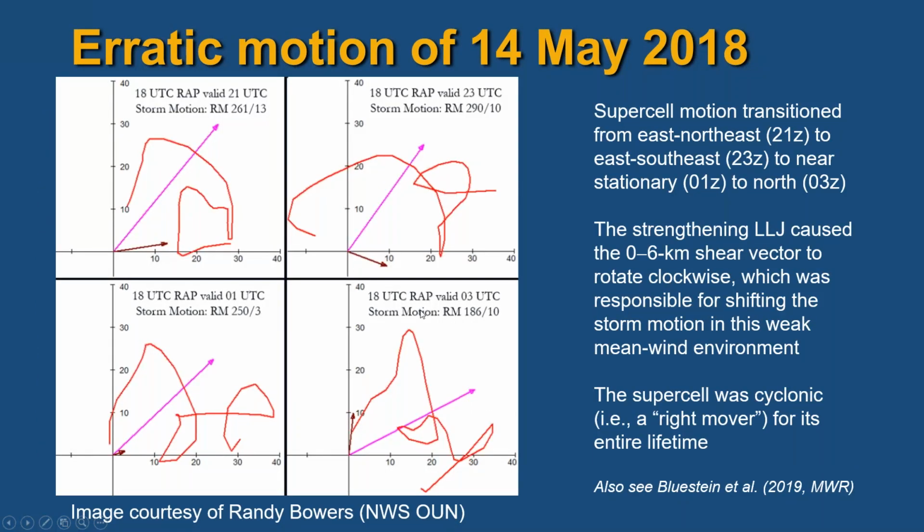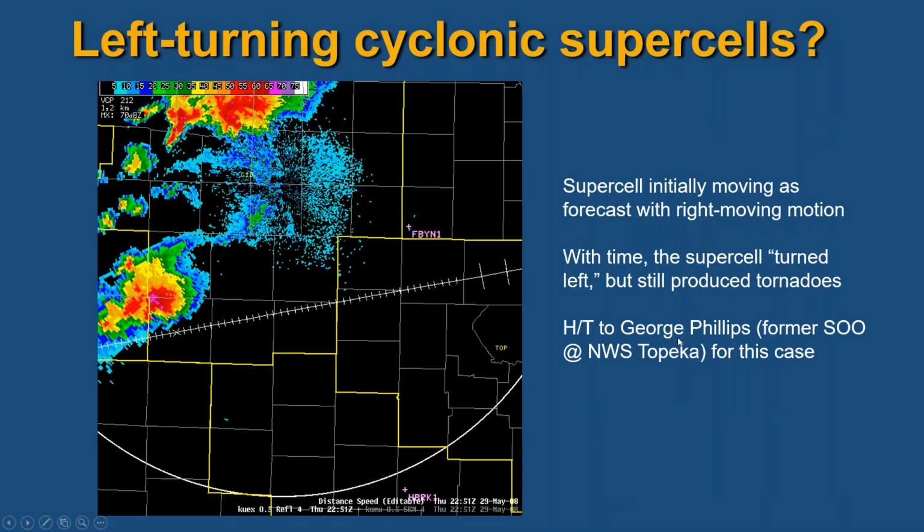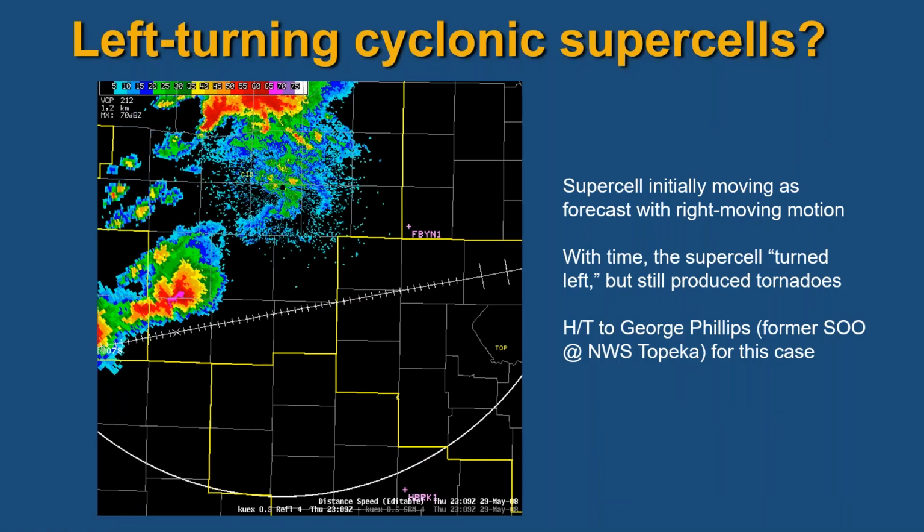And this was the day where people were wondering, like, are we going to get supercells? The flow is kind of weak. Well, thank you to the low-level jet, we got this and then some. All right, so here's another case, and I thank George Phillips, the former SOO at Topeka, for giving me this.